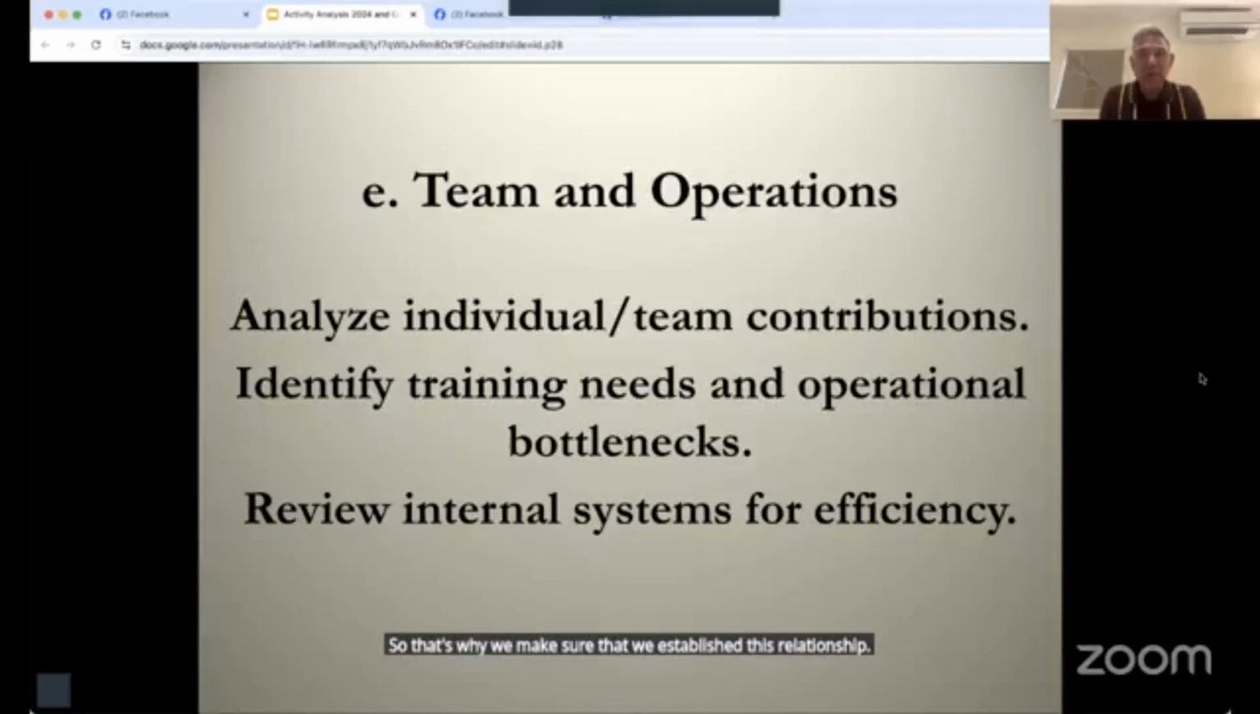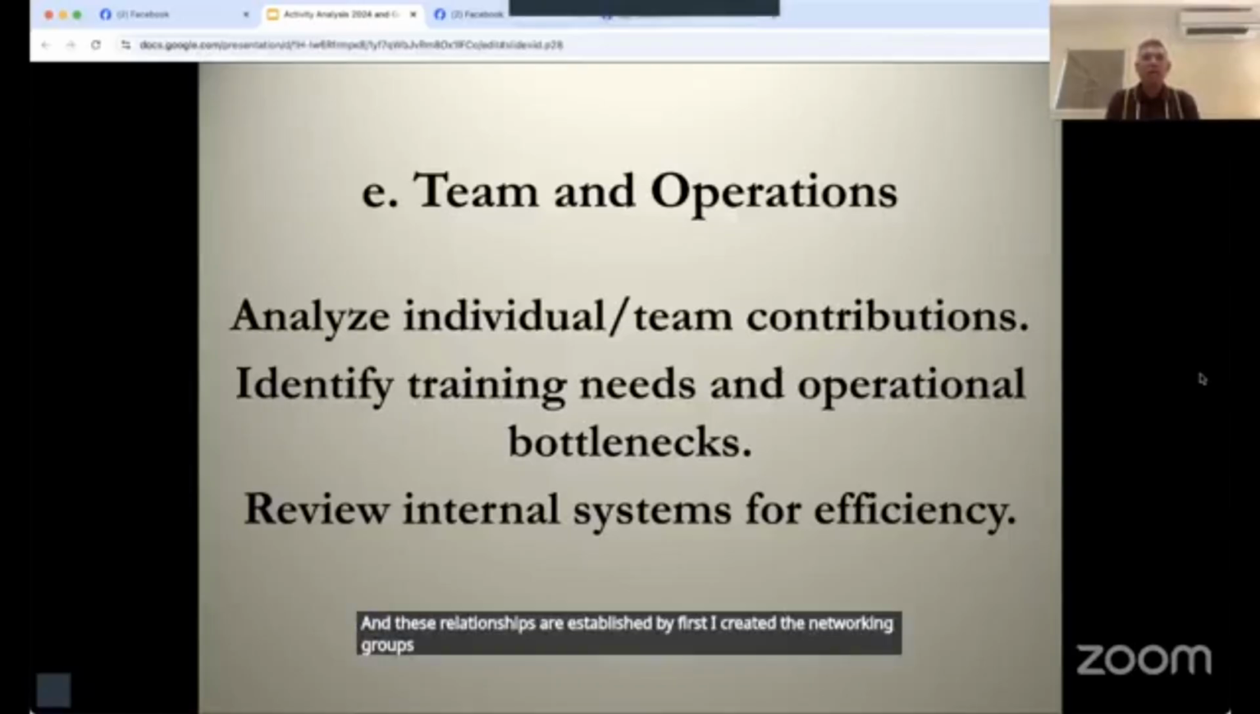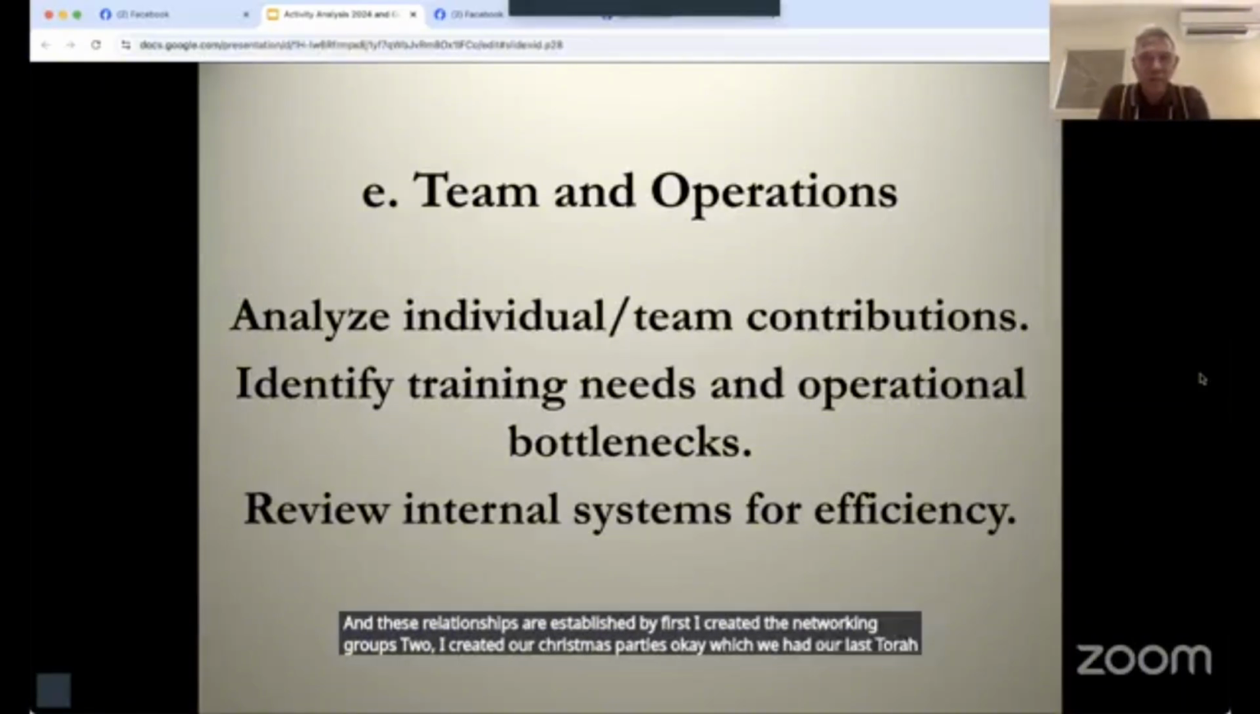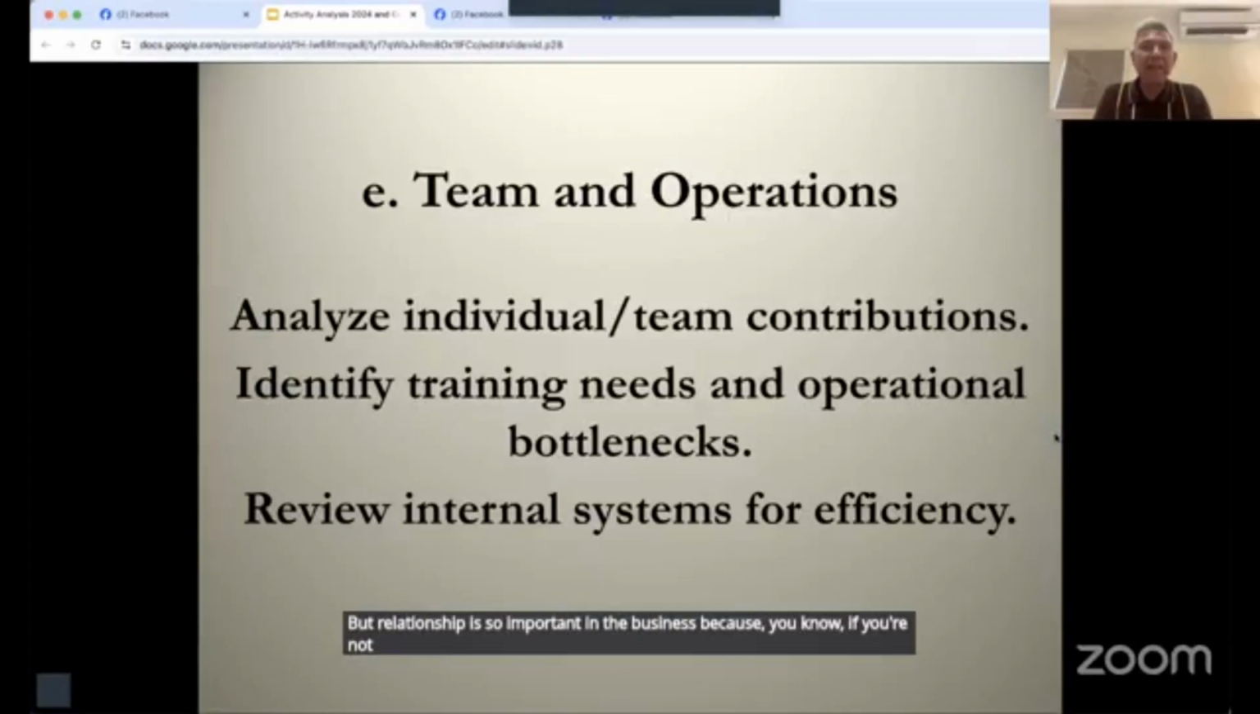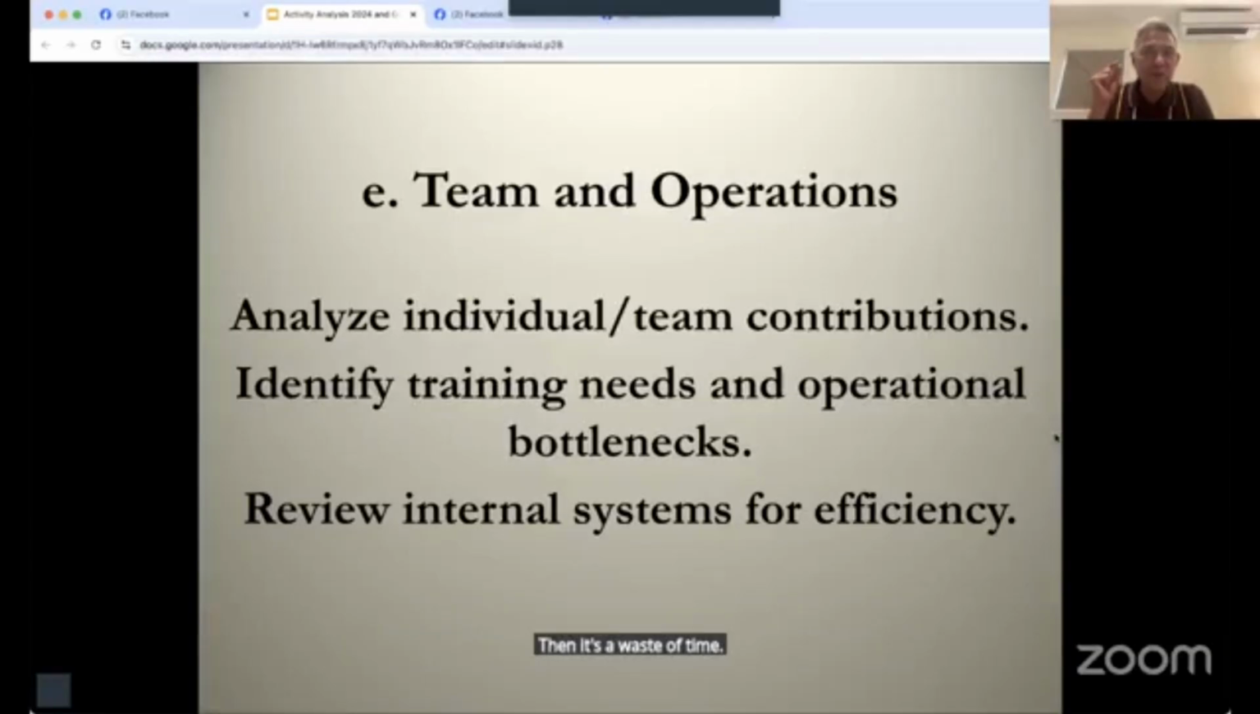And these relationships are established by, first, I created the networking groups. Two, I created our Christmas parties, which we had our last hurrah last Christmas, and people are still clamoring. Last hurrah? Well, I don't know, let's see what happens. But relationship is so important in the business, because if you're not getting anywhere with this particular individual or network, then it's a waste of time. You have to value your time. You have to get results. Other than that, you've got to pivot and move on, right?